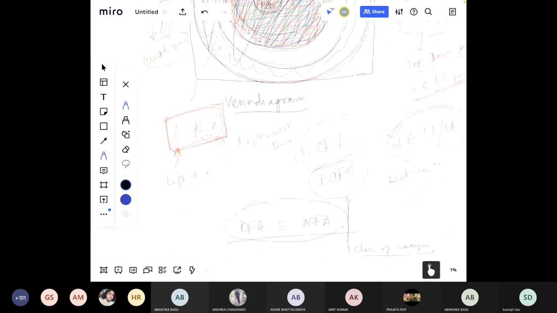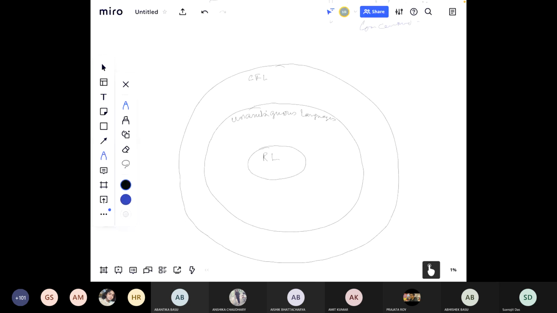So as my board work is extremely horrible, let me redraw the picture once more so that it becomes very clear to you, so that I can proceed further. So at the core, I represent the regular languages, right? And then I talk about something called unambiguous languages. Then I talk about context-free languages in the most general form.